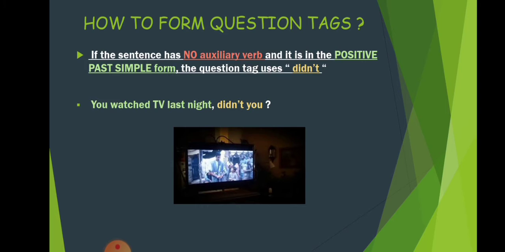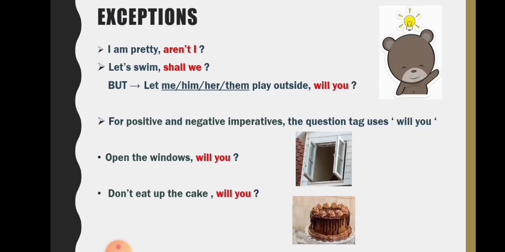If the sentence has no auxiliary verb and it is in the positive past simple form, the question tag uses didn't. For example, you watched TV last night, didn't you? The sentence you watched TV last night is in the positive past simple form, so the question tag should be negative. We use didn't in the question tag, okay?